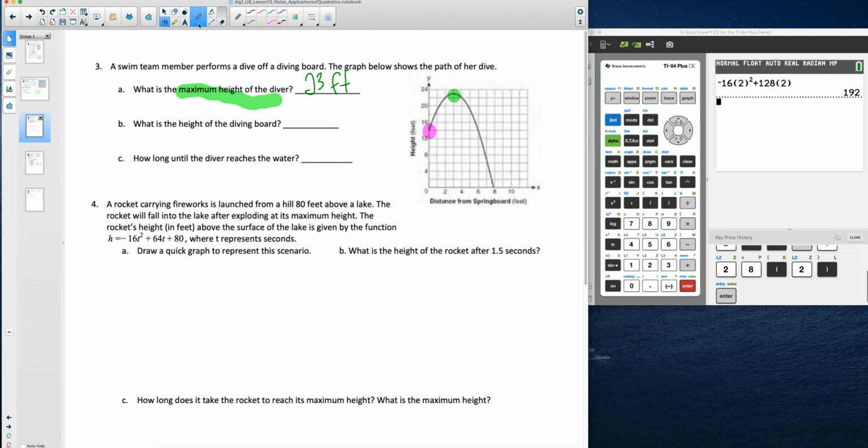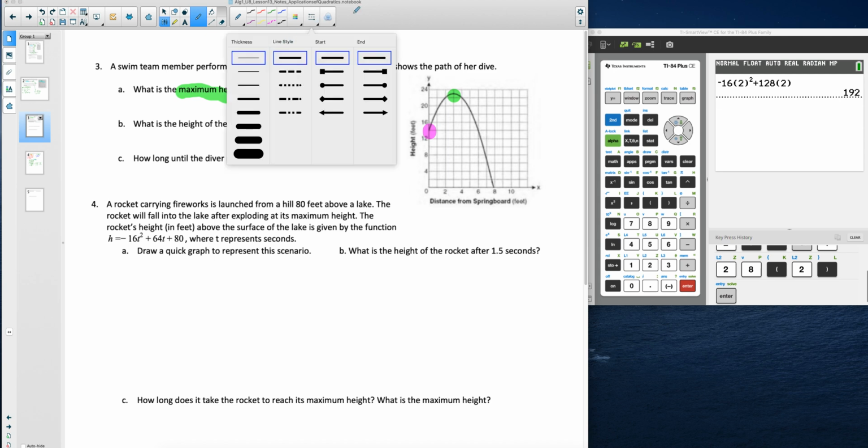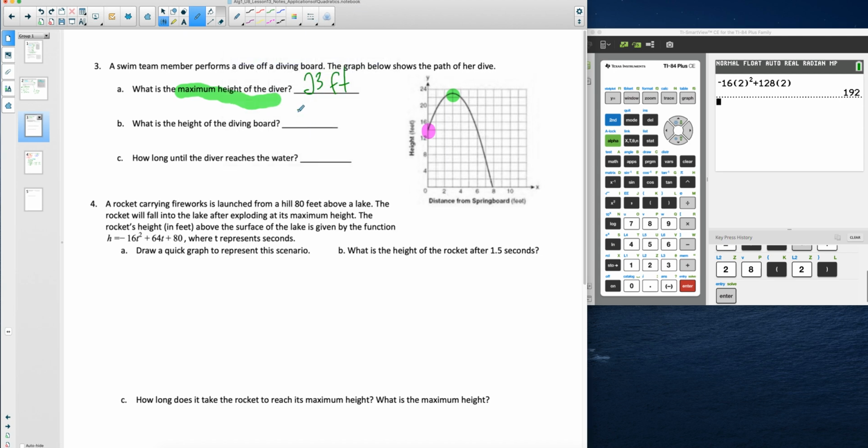All right, so now if we think about that, if we're counting by 2s, it looks like that is at 14 feet. All right, so then 14 feet. And so we call that the initial value or the initial condition depending on the type of problem. So the initial height of the swim team member on the diving team was 14 feet.